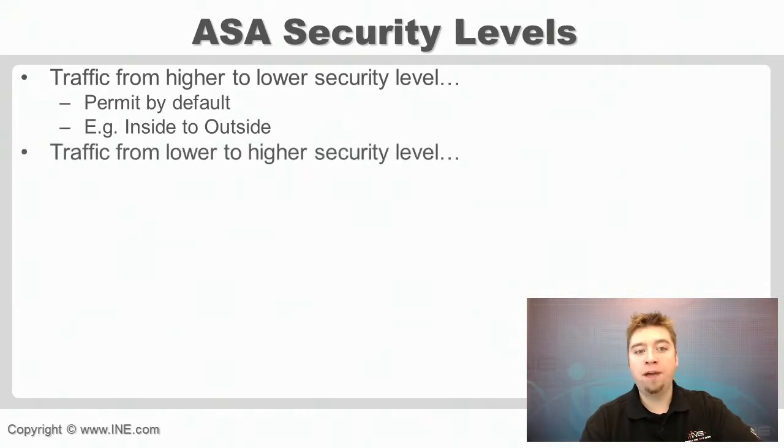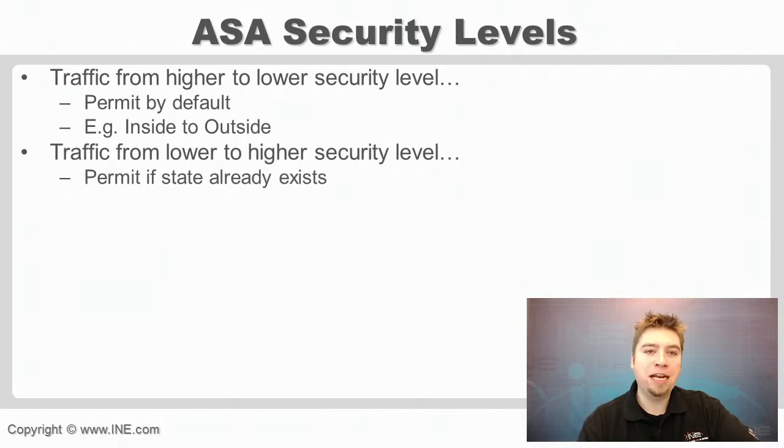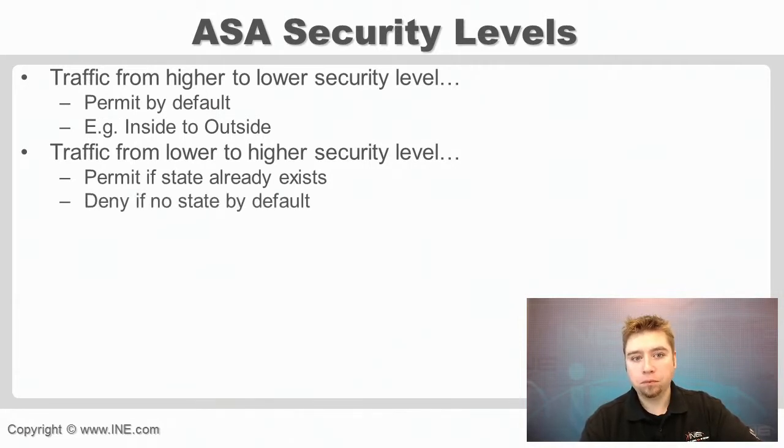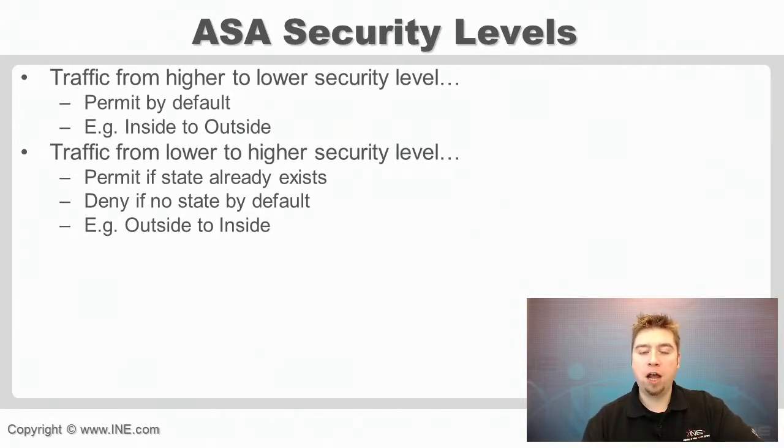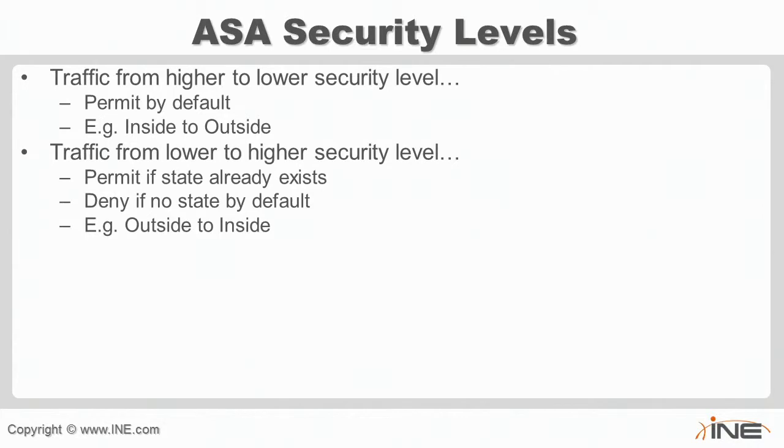Now the return traffic coming from the lower to the higher security level is going to be permitted if there is state information in the stateful firewall, in the state table or connection table. Otherwise, it's going to be denied by default. So when traffic tries to go from the outside interface to the inside interface, if the traffic is not a return flow, like the response to a web browsing request, then the traffic is going to be dropped. So higher to lower is allowed, but lower to higher is not.